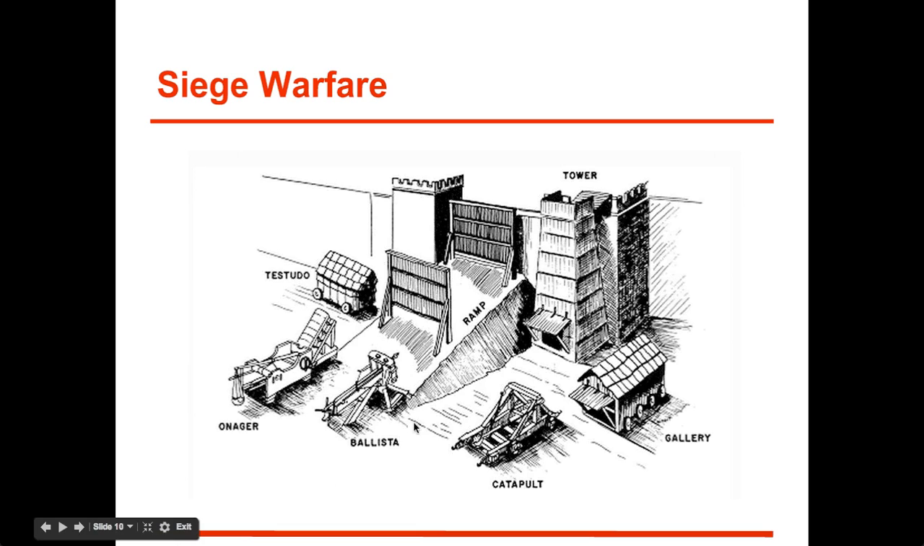So they had the ballista, which is like a giant crossbow. And then they also had the onager, which is not as well known, but it was less accurate but more powerful. It's more similar to what you might see with a catapult.